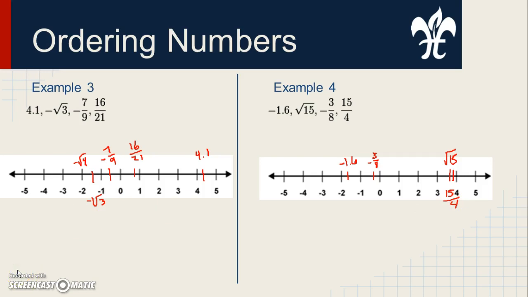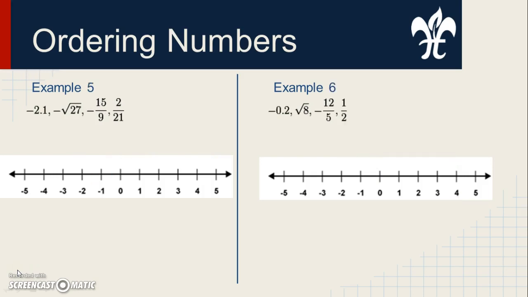Let's move to example 5. Negative 2.1, slightly bigger than negative 2. Negative square root of 27. So down here, this would be negative square root of 25. So negative square root of 27 is going to be just to the left of that. Negative 15/9. 9 goes into 15 almost 2 times. That would be 18/9. So this is going to be negative 15/9. Then we have 2/21, which is just bigger than 0.